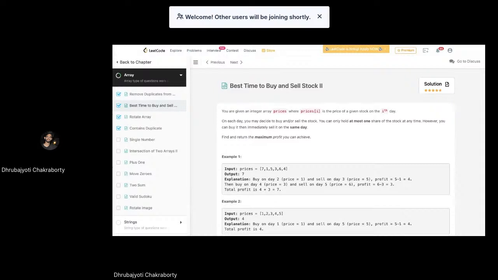Again, they have given us a constraint here, so you cannot have a condition where you buy multiple times, one after the other, and then sell multiple times. It's not possible. It's illogical according to the question, right?